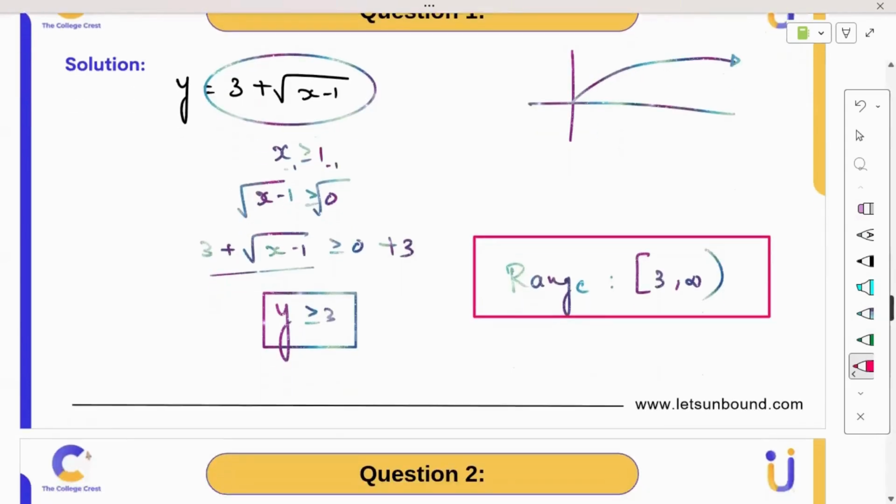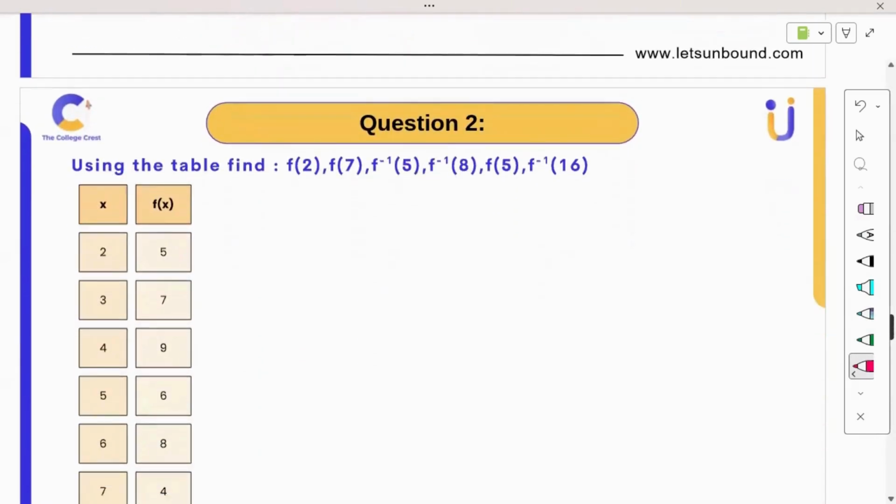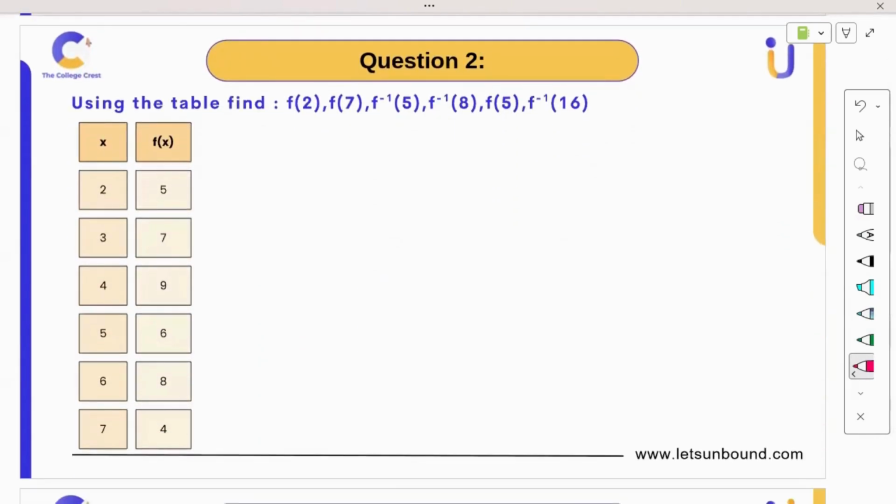And moving to question number 2. Using the table, find f of 2, f of 7, f inverse 5, f inverse 8, f of 5. Okay, f of 2 is simple. When x is 2, what does it cross? Is f of 2, right? So it's 5. And f of 7 means when your x is 7, what is the related f of x? So it's 4. Super.